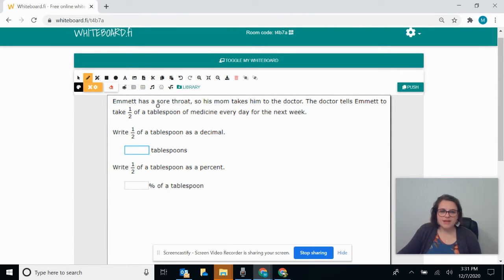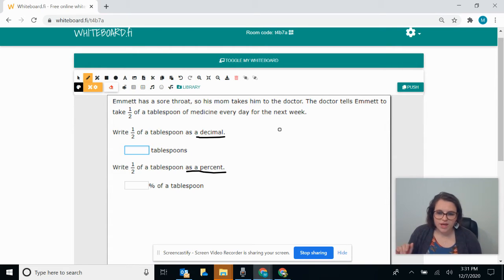This says, Emmett has a sore throat, so his mom takes him to the doctor. The doctor tells Emmett to take 1 out of 2, or 1 over 2 of a tablespoon of medicine every day for the next week. So first, it's asking you to write the tablespoon amount as a decimal. And the second thing it wants is to write it as a percent.